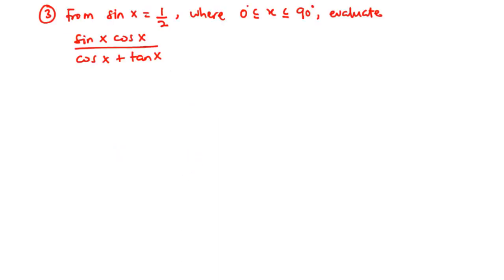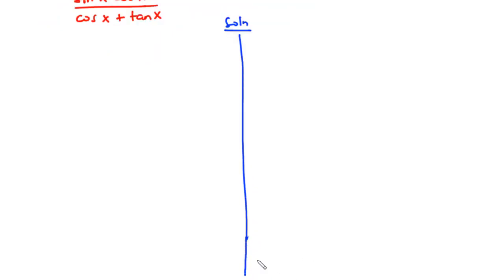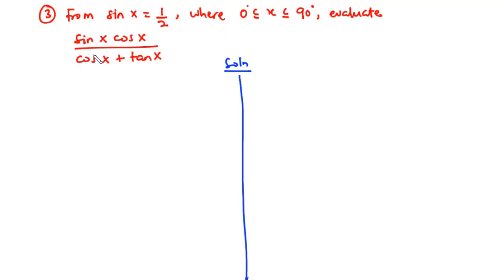So for example 3, from sine x equals 1 over 2, where 0 degrees is less than or equal to x is less than or equal to 90 degrees, evaluate sine x cos x over cos x plus tan x. So we are going to evaluate sine x cos x over cos x plus tan x. Now given that sine x equals 1 over 2, we are going to draw the right angled triangle.